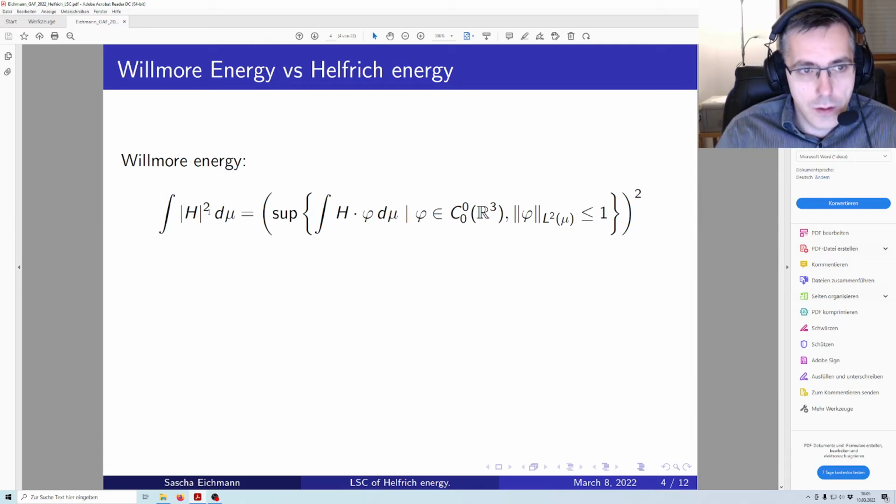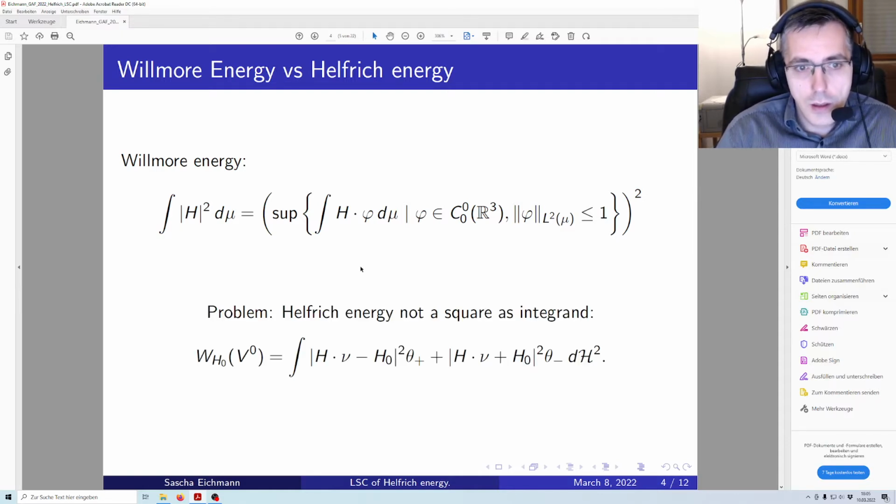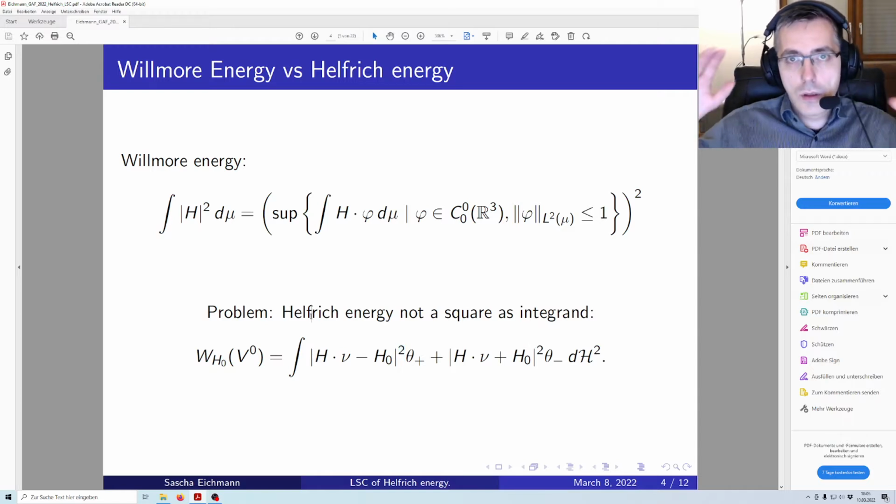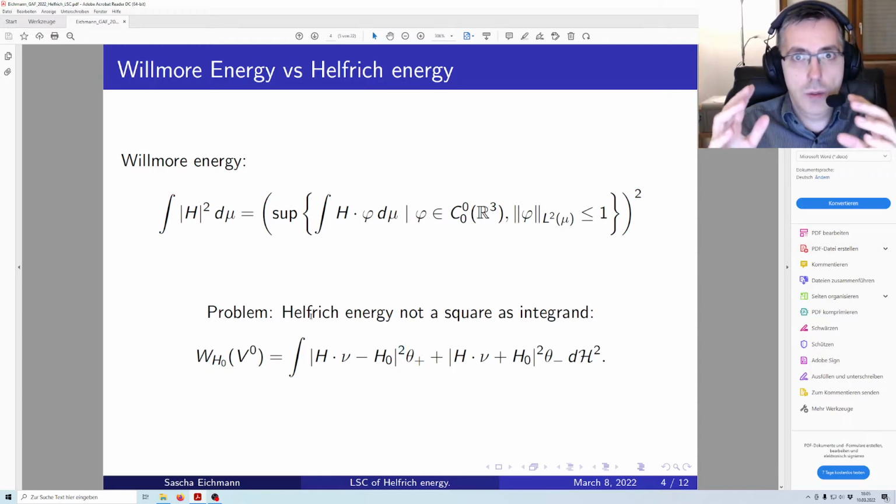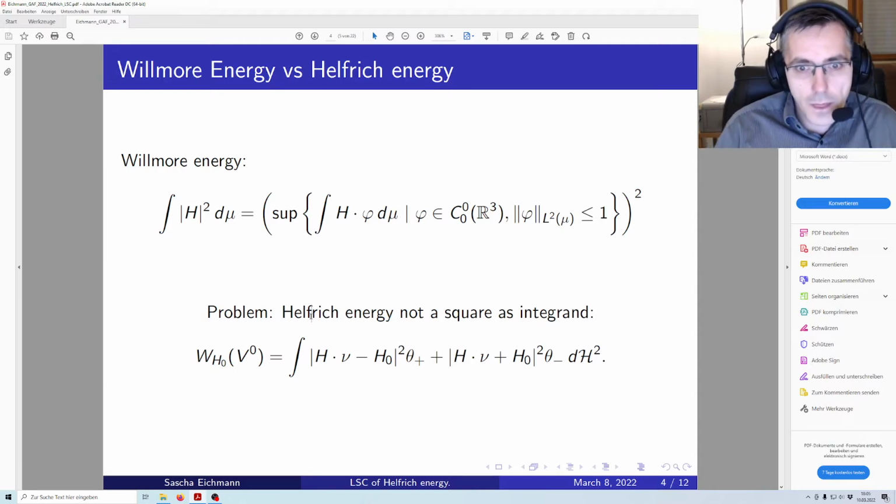Okay, but to do this, your integrand has to be some form of square. So this square here is actually essential for this. Otherwise, this would not work. One might think, okay, in the Helfrich energy there's a square as well. But if you write it down explicitly for the oriented varifolds, we have the following problem. We have two squares, one here and one here, and they are added. So in total, it is not a square anymore. That means this first trick is not applicable.